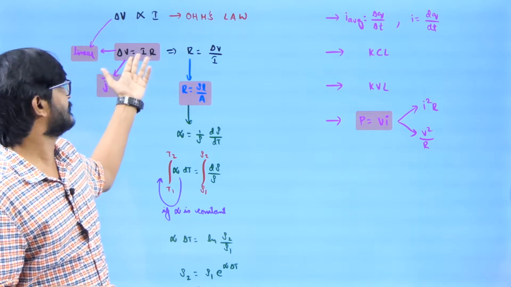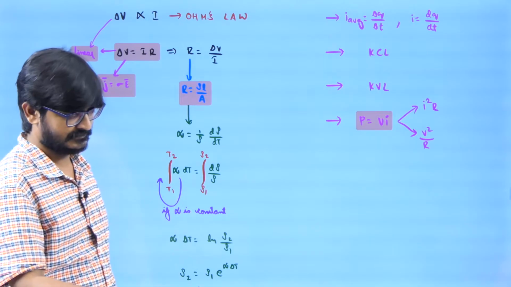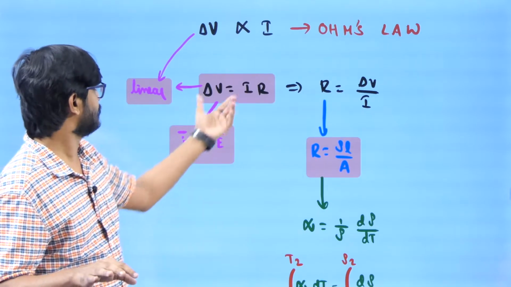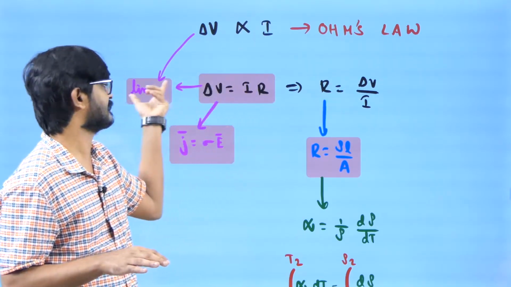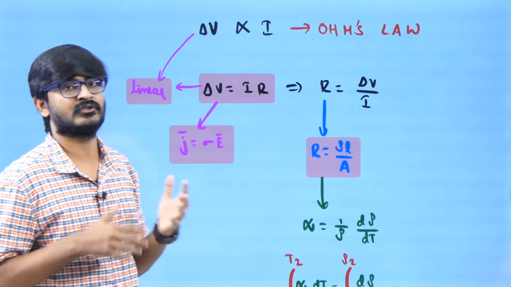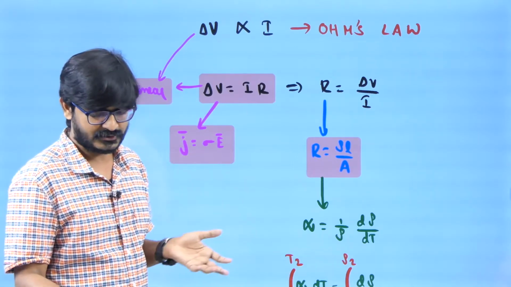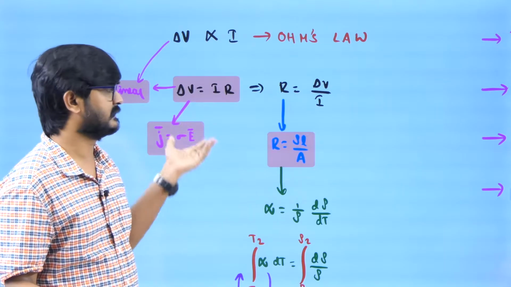Now you can see this equation is linear. This equation is linear. This is Ohm's law. So from there we will be defining resistance, and this equation is linear. Whenever we have linear equations, we will be having some very good opportunities to superimpose and stuff. So we will see that also.